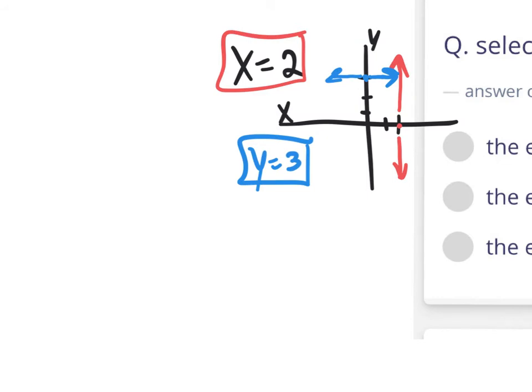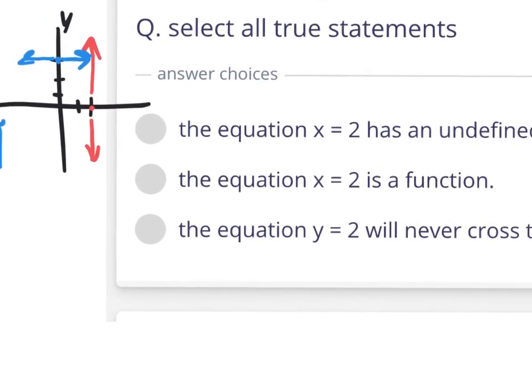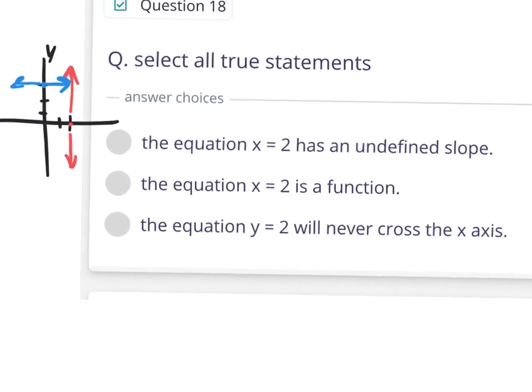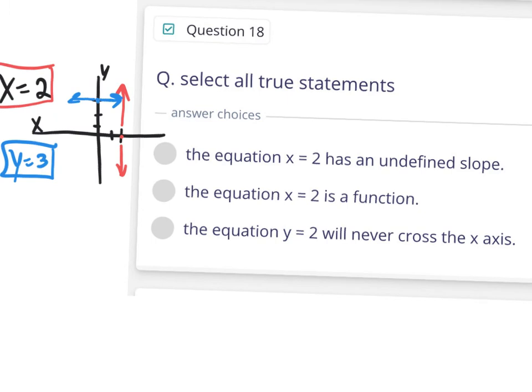So if you understand that right there, you will be able to answer these questions. The equation x equals 2 has an undefined slope. Well, we said this red one was x equals 2, and yeah, it's so steep, it's undefined. So this is a correct answer.